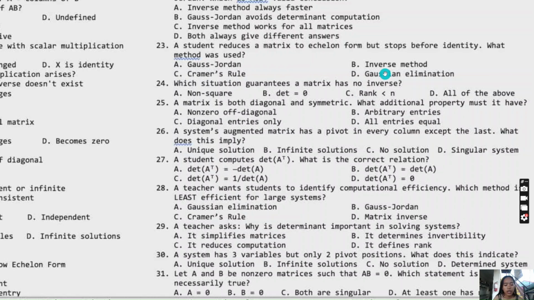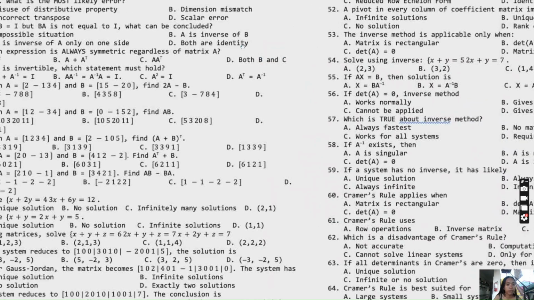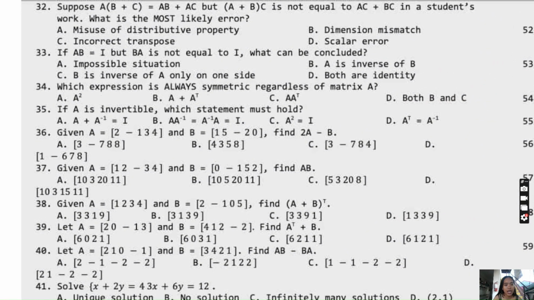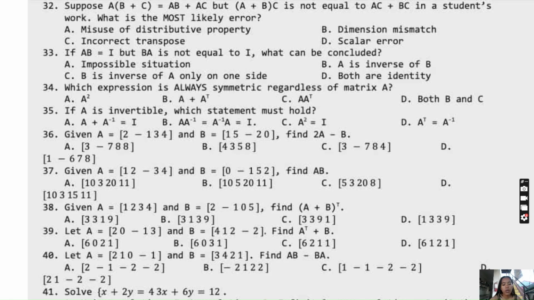All right, let's now proceed to number 32. Here is our number 32. I hope that is clearer. So let's discuss number 32. Suppose A multiplied by the quantity B plus C is equal to AB plus AC, but the quantity A plus B times C is not equal to AC plus BC.